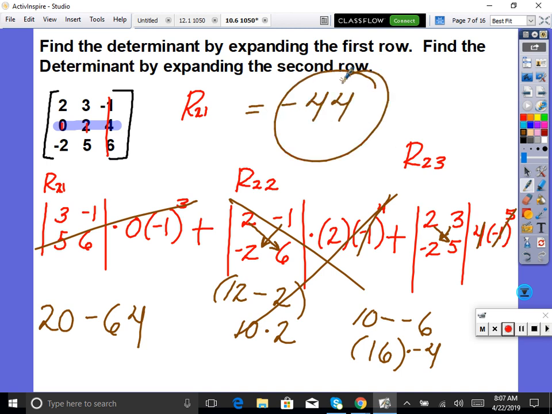So question for you, does this 3 by 3 matrix have an inverse? Yes, because the determinant is not 0. Cool. Questions on that? Okay, so your life is going to be so much easier if you really do choose any row or column with zeros in it, basically.